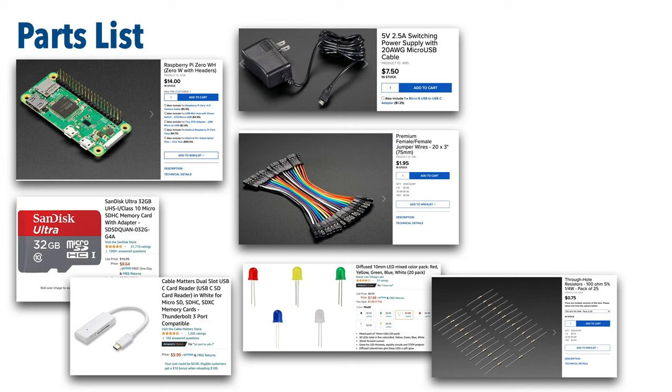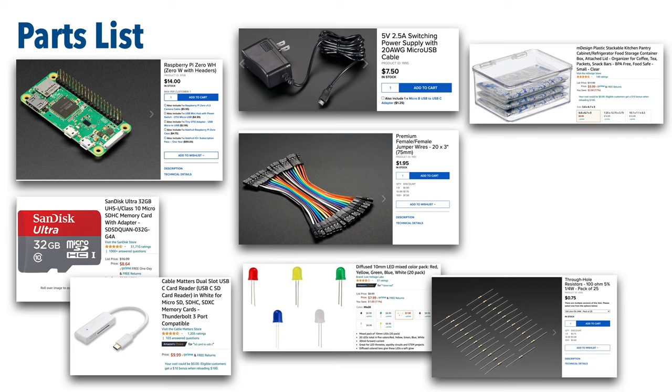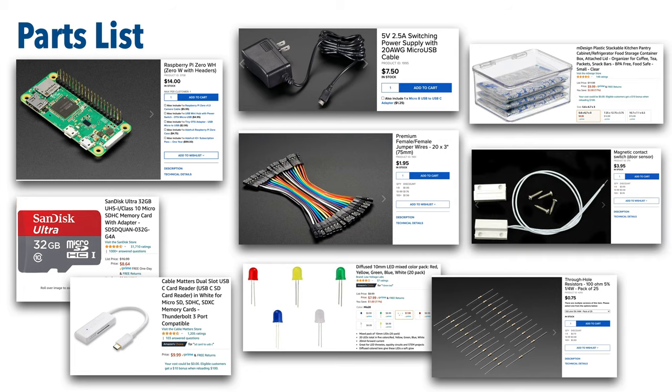You'll also need a box with a hinged lid. Any cigar-style box is fine if you've got one lying around the house. I bought this clear box online for less than 10 bucks and it was perfect. And you'll need a magnetic switch, which we'll use to tell if the box lid is open or closed.